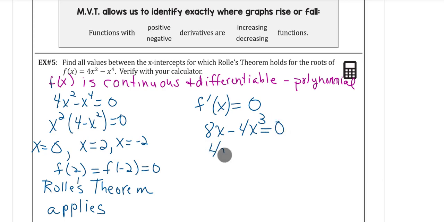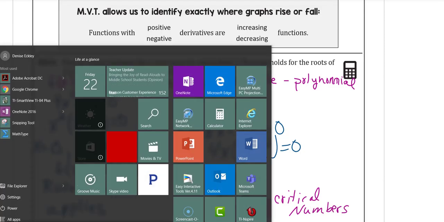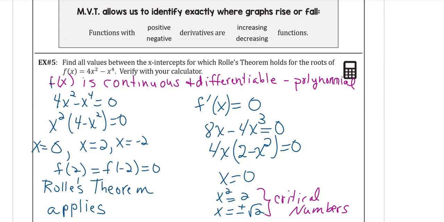So factoring this, I factor 4x out. I get 2 minus x squared equals 0. So I get x equals 0, which I already had because it was a third root. And then I get x squared equals 2, so I get x equals plus or minus the square root of 2. And these are known as your critical numbers. And we're going to talk about that more in the next section. Okay, so now I need to pull up my graphing calculator and verify this.